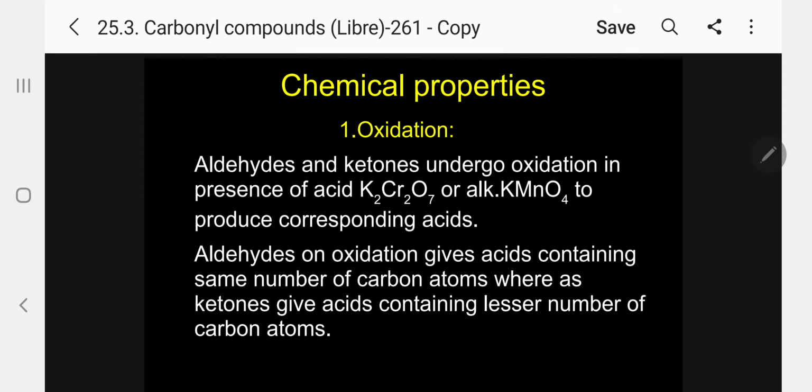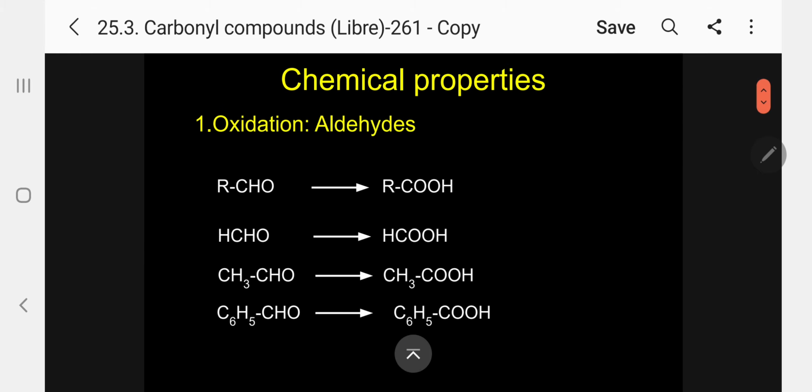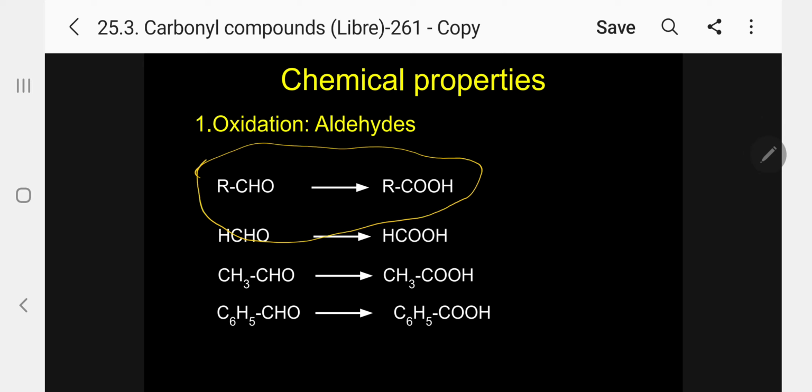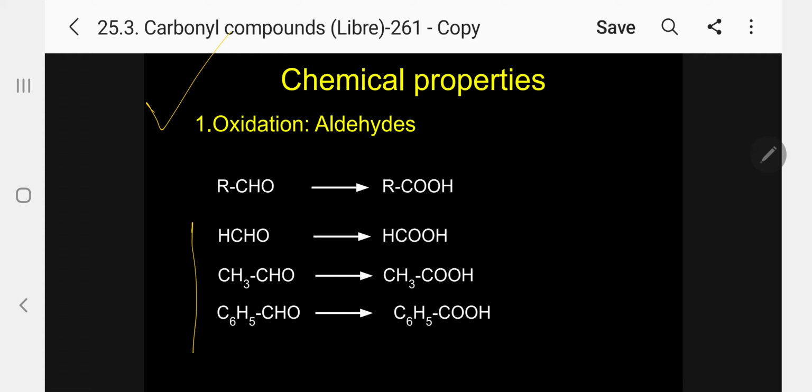Now let me give the general example and specific examples. In the case of aldehyde, the general example is RCHO giving the corresponding RCOOH, where R may be H, CH3. As per our syllabus, formaldehyde undergoes oxidation giving formic acid. Acetaldehyde undergoes oxidation giving acetic acid, same number of carbons. Benzaldehyde gives benzoic acid on oxidation. So any aldehyde gives a corresponding acid with the same number of carbon atoms. That is the most important point.